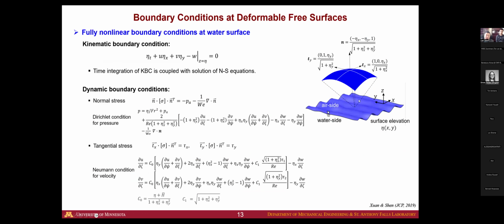So we want to do one step further. Otherwise, if we still keep this wave shape, then the free surface boundary conditions will be very complex. Let's not go into the details. Basically, the kinematic and dynamic boundary conditions are complex. That is what we have been doing.